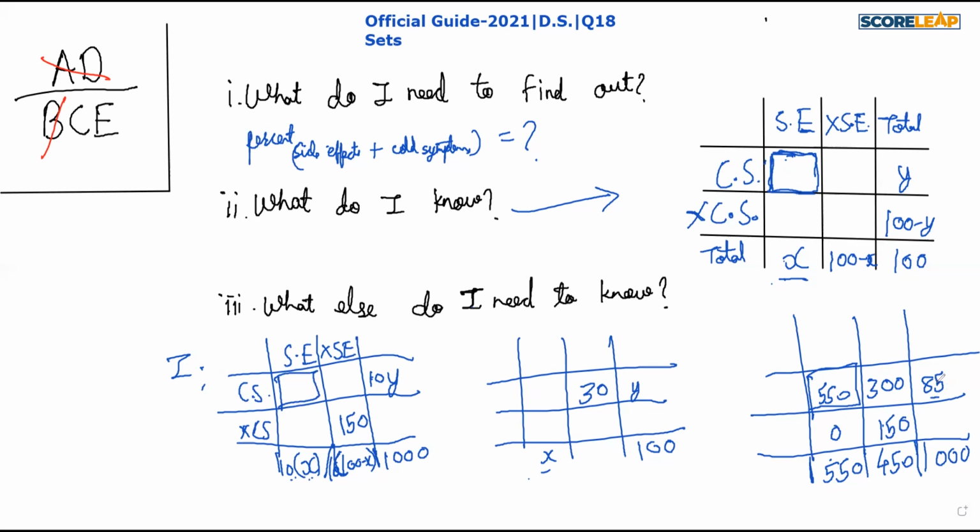But with the combination of both of them also, we are unable to get a definite answer. So both statements together are also not sufficient to answer our question. Our correct answer will be option E. I hope it is clear.